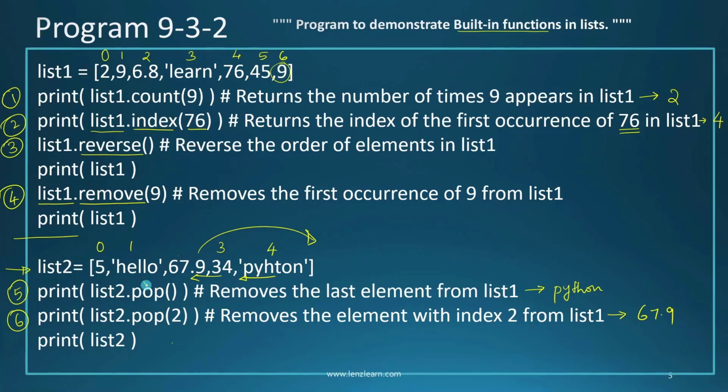After calling the pop function twice on list 2, if you try to print list 2, you can see it will have only 5, hello. 67.9 will not be there because due to this pop function it is removed. Then you have 34, and Python also will not be there because that is removed by the first pop function call. So now list 2 will have only 3 elements inside it because 2 elements we have popped out. So now let us run this program.